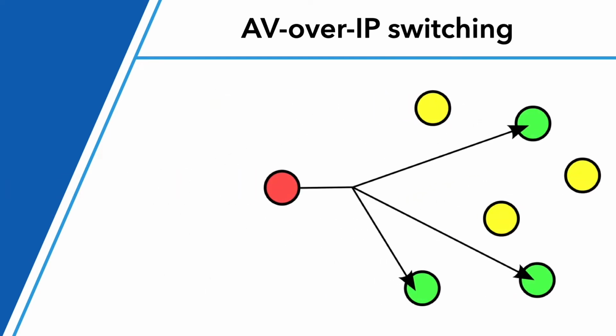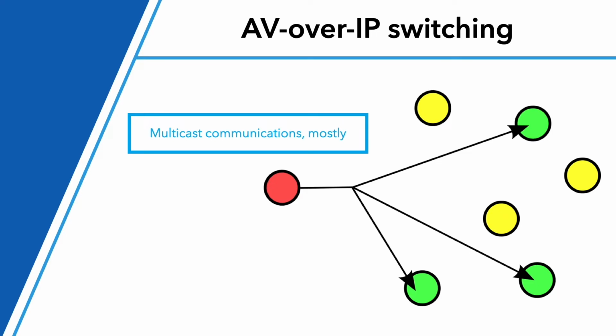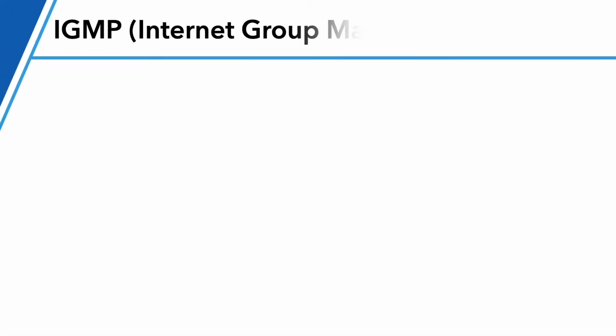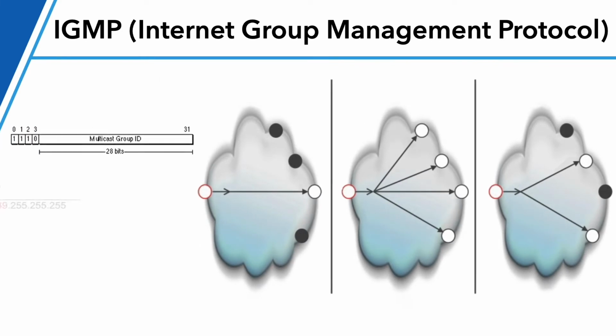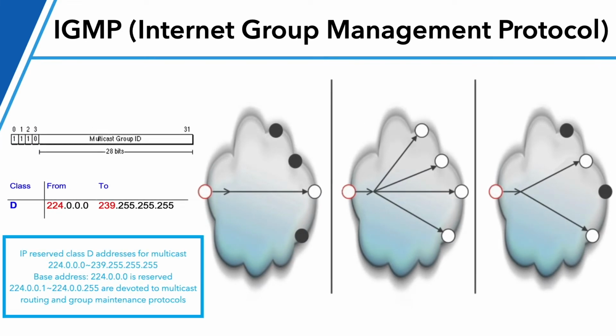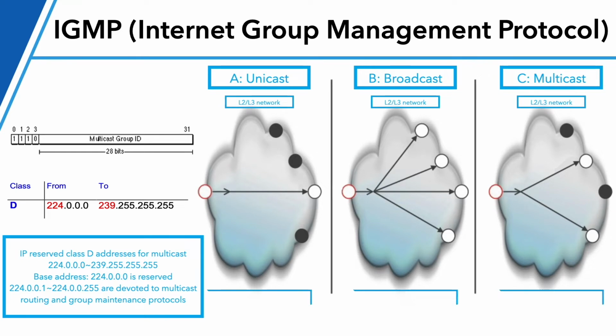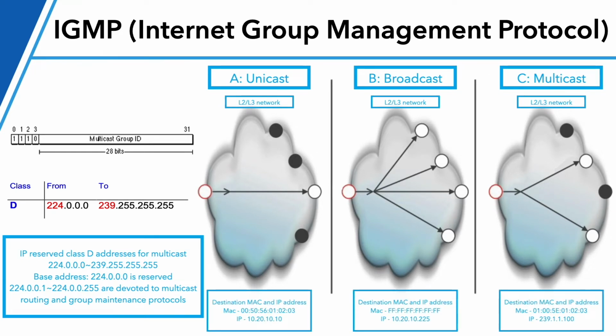So what is AV over IP? Well, AV over IP switching, as far as the switch is concerned, is only multicasting. And why is that? It's because you have three main types of messages on an Ethernet network. You have unicast, point-to-point communications, which just can't work for AV over IP because one sender should not send content multiple times. The second form, very well known, is the broadcast. That would be criminal for AV over IP. You don't want to broadcast your content to all ports at the same time.